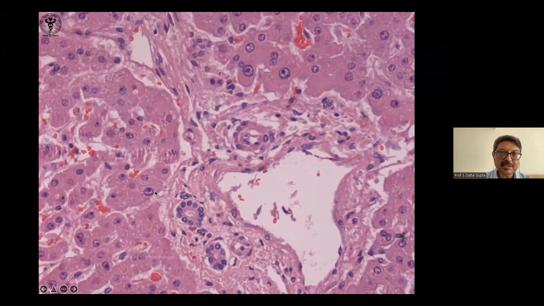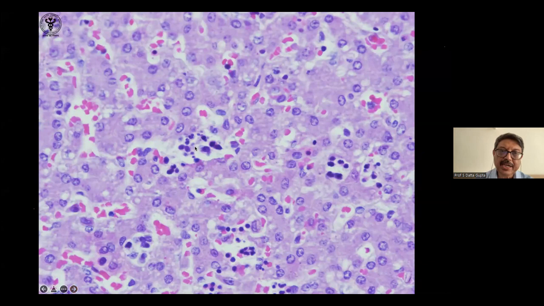So this is, again, this large portion in the portal area. These are the bile ducts. This is the artery. Please remember that. The other thing, you hardly get inflammatory cells in the portal tract. You can get a few inflammatory cells normally in the portal tract.